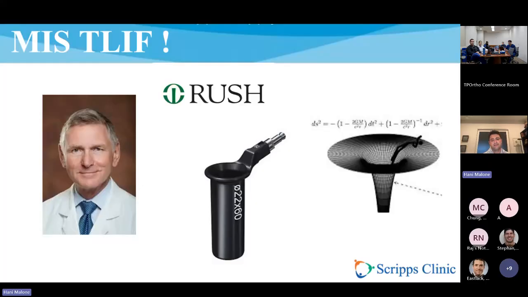So where I trained, it was essentially like MIS TLIF or bust. I think we did like 3 laterals my entire fellowship year. And again, this is like 9-10 years ago, but certainly at that time, like Bob and Greg were doing a lot of laterals, as were others, Bill Taylor and folks. And so lateral was around. It's not like it wasn't around, and they had the Maxis retractor and things like that.